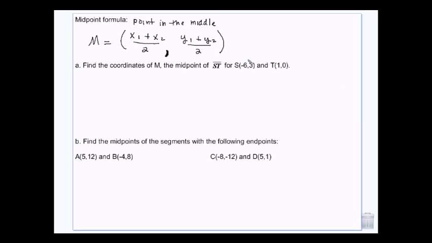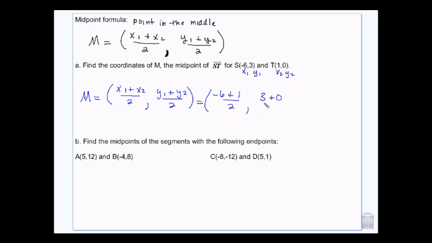So we do x1, y1, x2, y2 again. Got the midpoint. Okay, so I plug in x1 is -6, x2 is 1, y1 is, oops, that's not what I meant to do. y1 is 3, y2 is 0. I get -5 divided by 2, and I get 3 divided by 2, and they don't divide evenly, so leave it just like that.